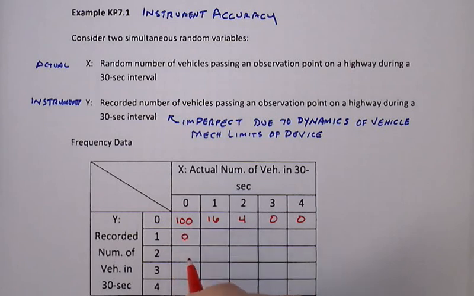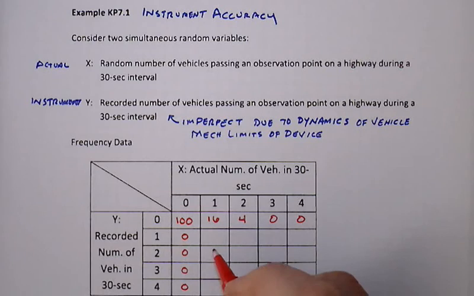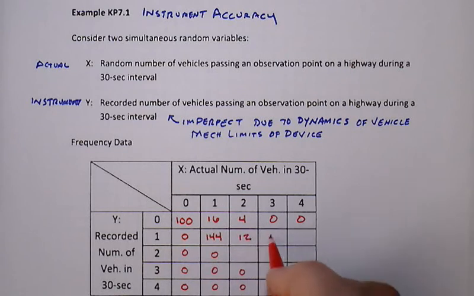in this particular instance, we're never going to show that we have more recorded than what was actually happening. So this lower triangle of this table, and really lower triangle of the matrix, is all going to be zeros. And so we get 1 occurring, 1 recorded, happens 144 times, and then on horizontally, then 12, 4, and 0.